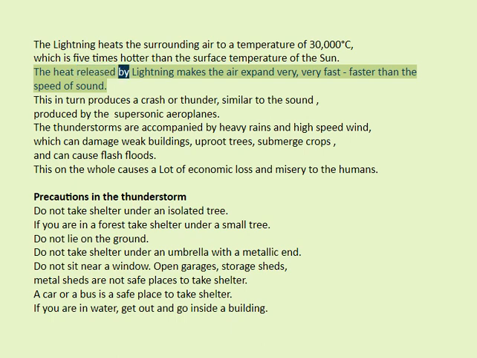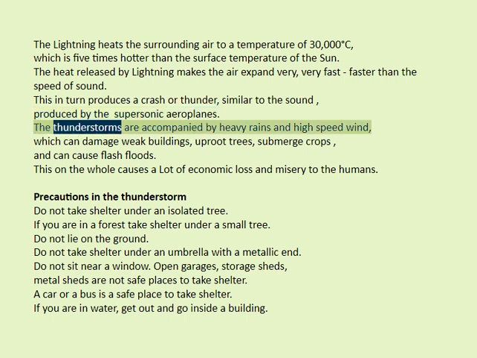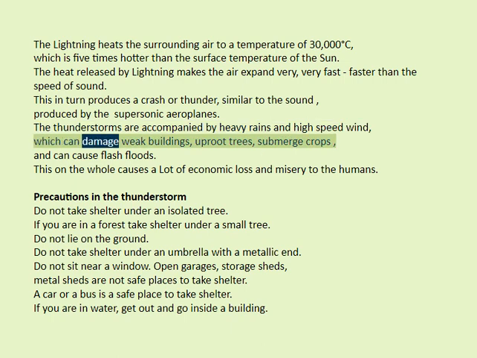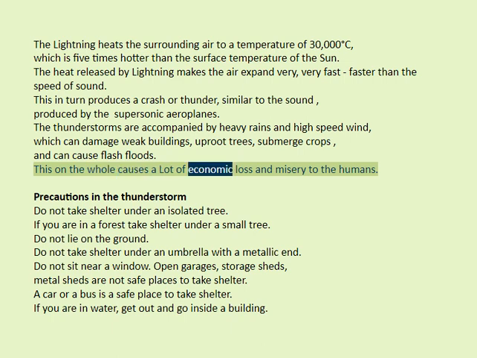The heat released by lightning makes the air expand very, very fast, faster than the speed of sound. This in turn produces a crash or thunder, similar to the sound produced by supersonic aeroplanes. The thunderstorms are accompanied by heavy rains and high-speed wind, which can damage weak buildings, uproot trees, submerge crops, and can cause flash floods. This on the whole causes a lot of economic loss and misery to humans.